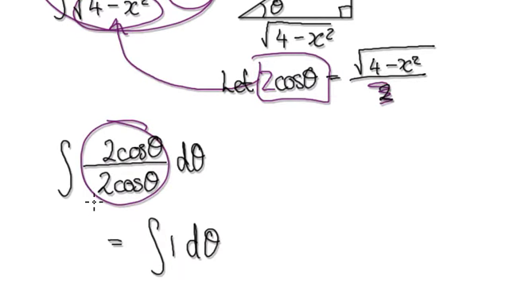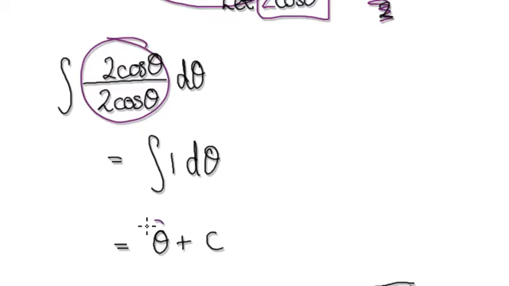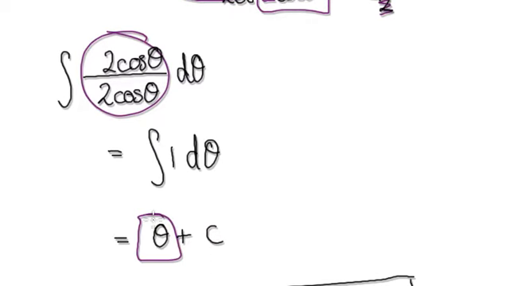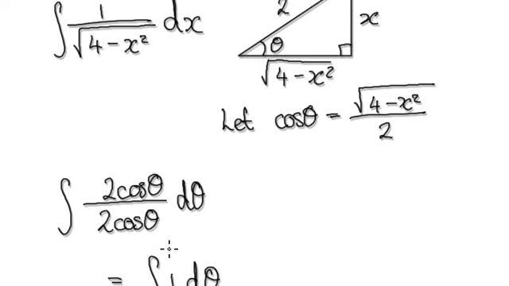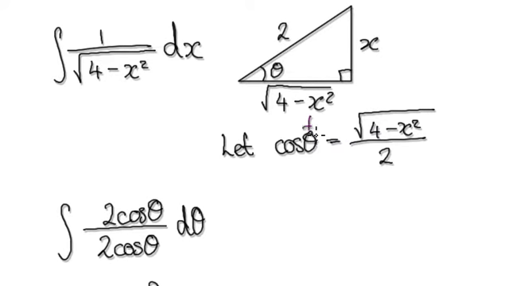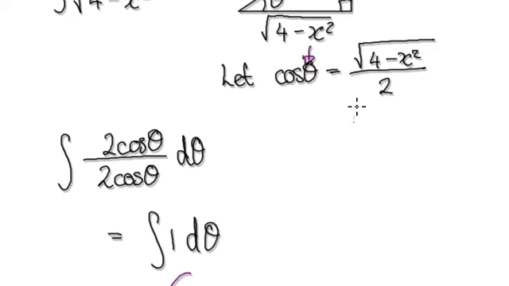So that there is just 1. So integrating 1 will give you theta. So the answer here is theta. But we don't want the answer in terms of theta. We want it in terms of x.